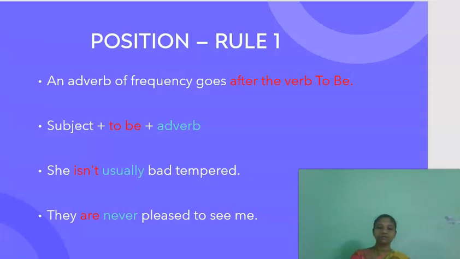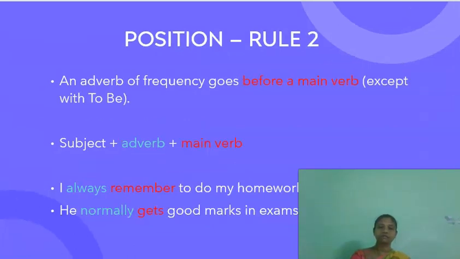Now let us pass on to the second rule in adverbs of frequency. An adverb of frequency goes before the main verb. Subject, adverb plus main verb. Examples, I always remember to do my homework. Here in this sentence, always, adverb of frequency; remember, main verb. He normally gets good marks in exams. Normally, adverb of frequency; gets, main verb.